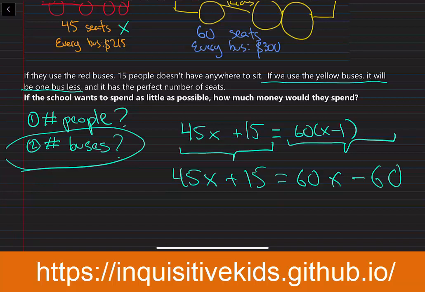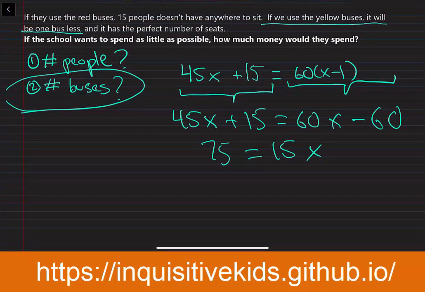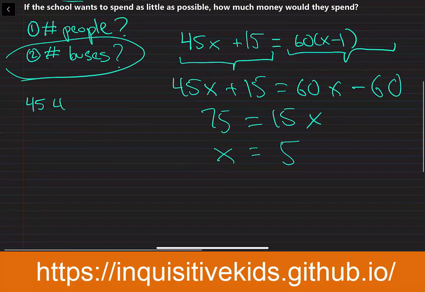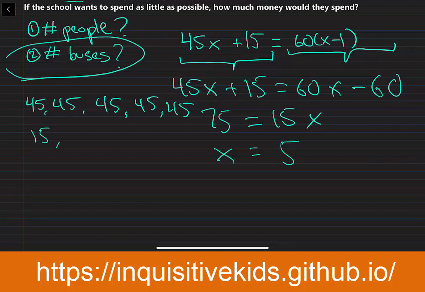And then we're going to move the 60 to the left side of the equation to get 75. And then move the 45x to the right side of the equation to get 15x. And then we divide both sides by 15 to get x equals 5. So if we have 5 45-seat buses, we're still going to have 15 people left over.